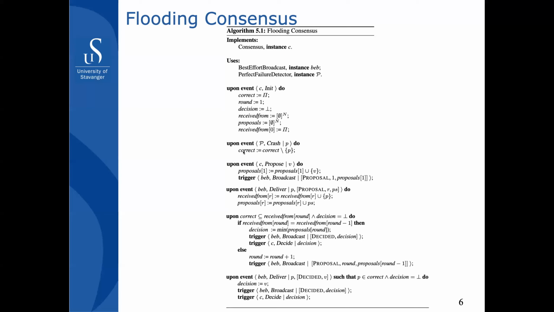The correct set here initially starts off as the set of all processes. Whenever we detect a crash, we remove that crashed process from the set, and we want all the correct processes to have given a proposal. So that's what we say: the correct set is a subset or equal to the received-from set of the round, so that all the correct processes must have answered.